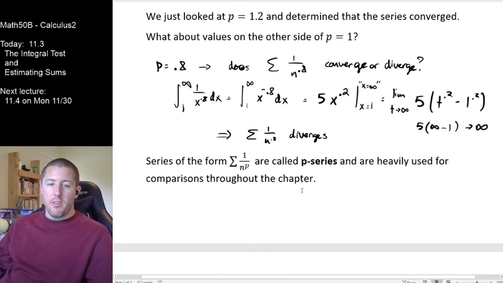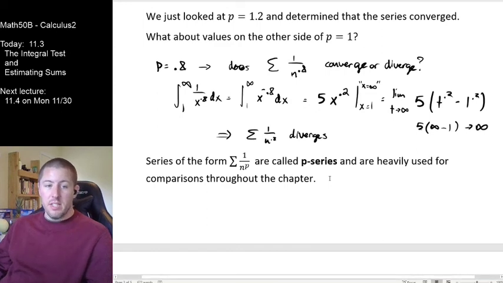So in general, sums of this form are referred to as p-series. Even the book states it. They agree with me that this is probably the single most important family of series for us to know, because we're going to compare against these constantly.